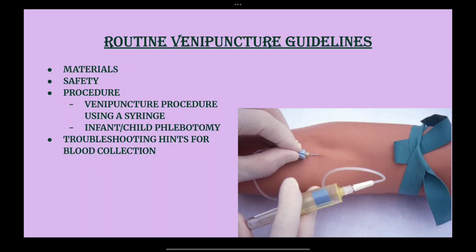The things that you have to keep in mind when you're doing a routine venipuncture are the materials that are required, the safety that has to be followed while performing the venipuncture, the procedures that are done using a syringe or for an infant and child, the different types of techniques that are being used, and troubleshooting hints for blood collection. If you have difficulty while drawing blood, these are the different methods that you can adopt.